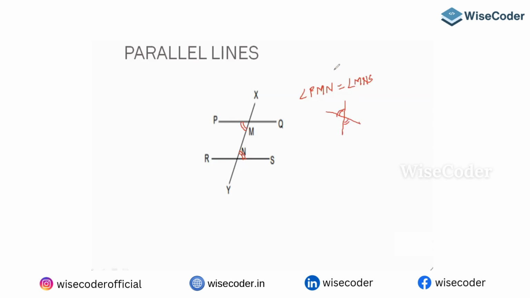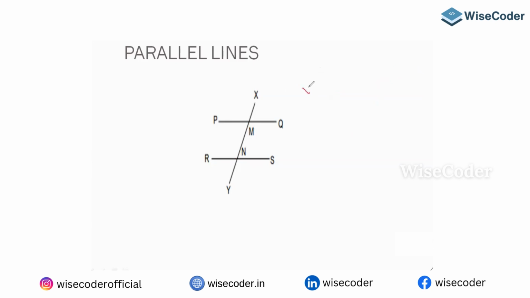So what you need to understand here is, which is equal to angle QMN. So this is also the same. These are called alternate angles. When this is the same, now what can you equate? MNR. So that is equal to MNR. So these are called alternate angles.